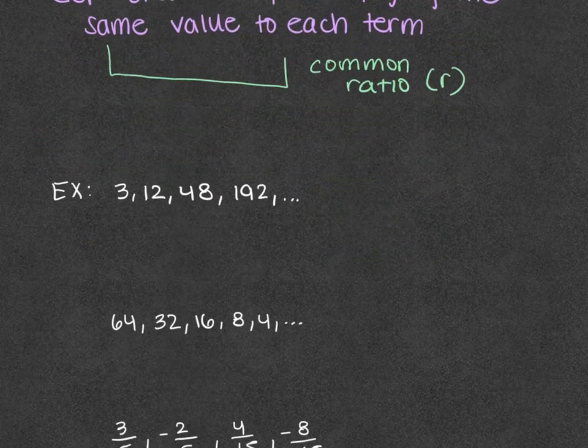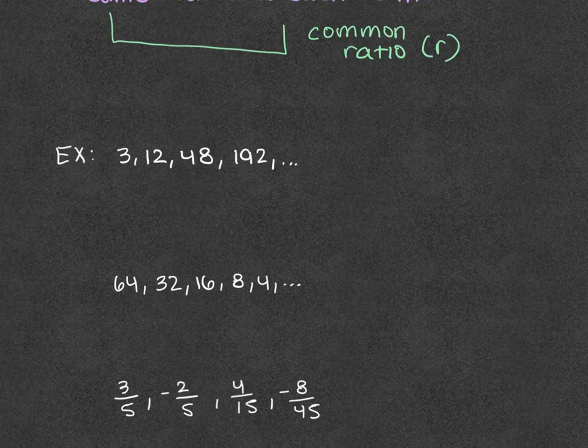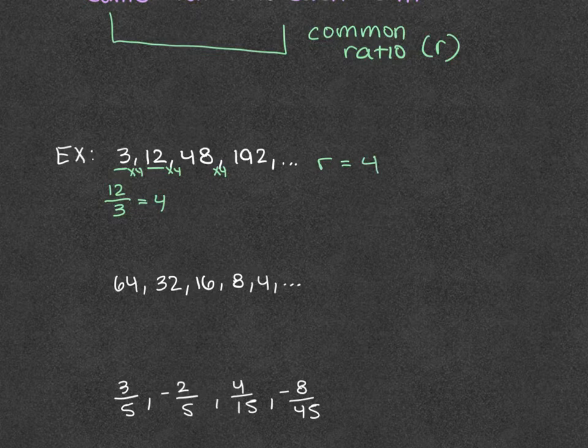So if we're looking at this example, an easy way to find our common ratio is just taking the second term divided by the first term. So if we do 12 divided by 3, we get 4. And if we test it out here, we can see that 3 times 4 gets us 12, 12 times 4 gets us 48, and 48 times 4 is 192. So this would be a geometric sequence where our ratio is 4.